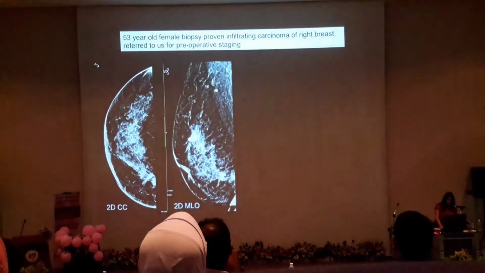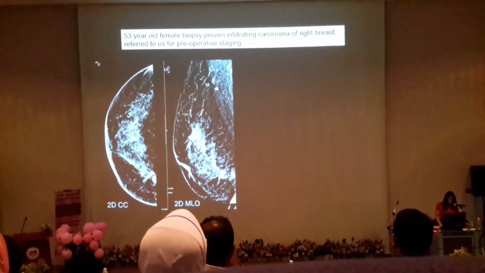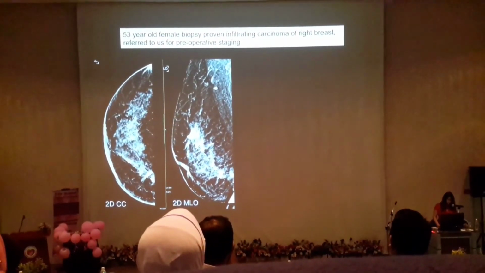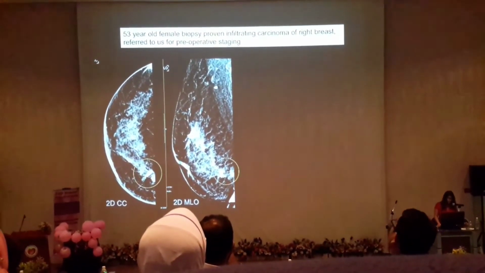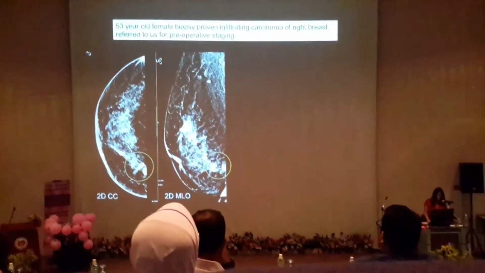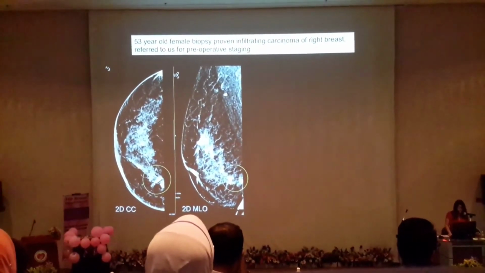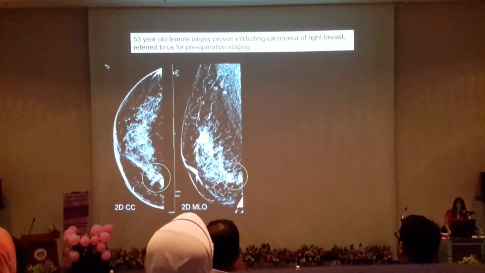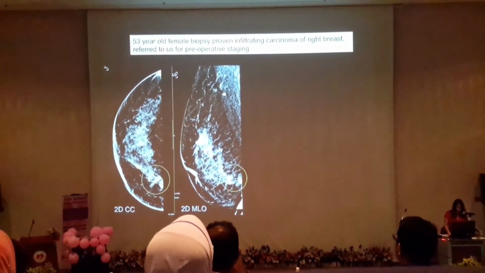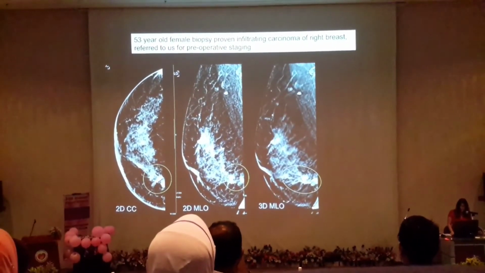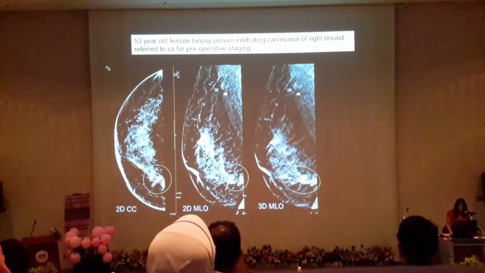Local extent of disease. This was a 53-year-old female with a biopsy-proven infiltrating carcinoma in the lower inner quadrant of her right breast. She was referred to us for preoperative staging. It seems like it's just isolated to the lower inner quadrant, right? And the 3D didn't give us that much added information.